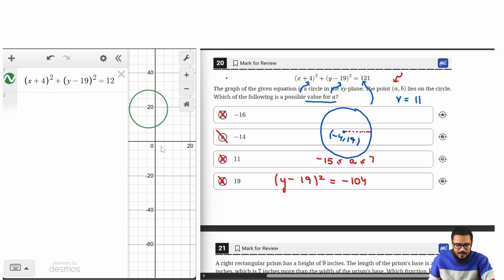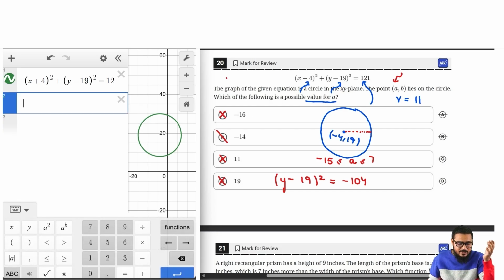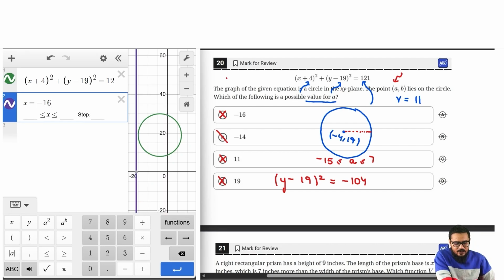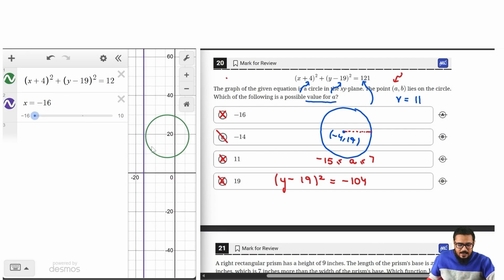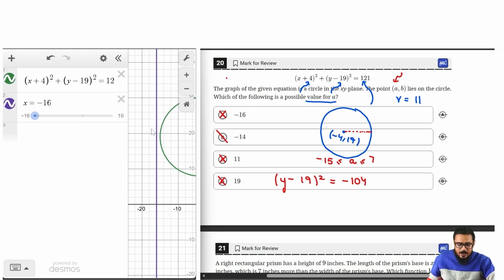Let's just have a look at this circle. The first answer option, option A, says that a can be equal to minus 16. It actually means that x can be equal to minus 16. So if I plot the line x equals minus 16, I get this purple line. And you can see that all the values of y on this purple line are outside this circle, they do not lie on the circle, right? Since this is a vertical line, once x is minus 16, all the values of y will be outside this circle.